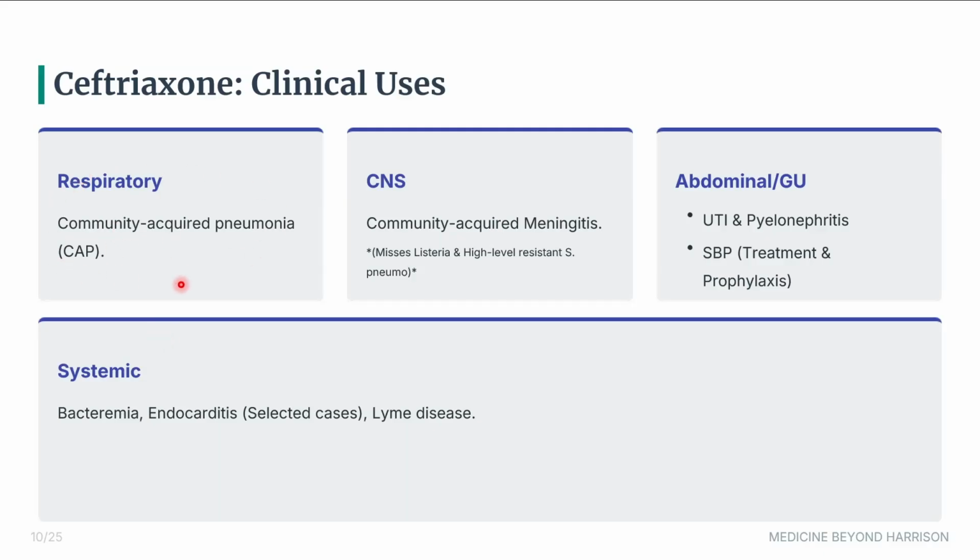Respiratory: for community-acquired pneumonia, it remains the drug of choice. For CNS, community-acquired meningitis, again it misses Listeria and high-level resistant strains of Streptococcus pneumoniae, but still remains the empirical antibiotic of choice. For abdominal and genitourinary infections, for UTI, for pyelonephritis, for spontaneous bacterial peritonitis, everything, ceftriaxone remains the drug of choice. In case of bacteremia, endocarditis in select cases, and Lyme disease, ceftriaxone also remains the drug of choice.